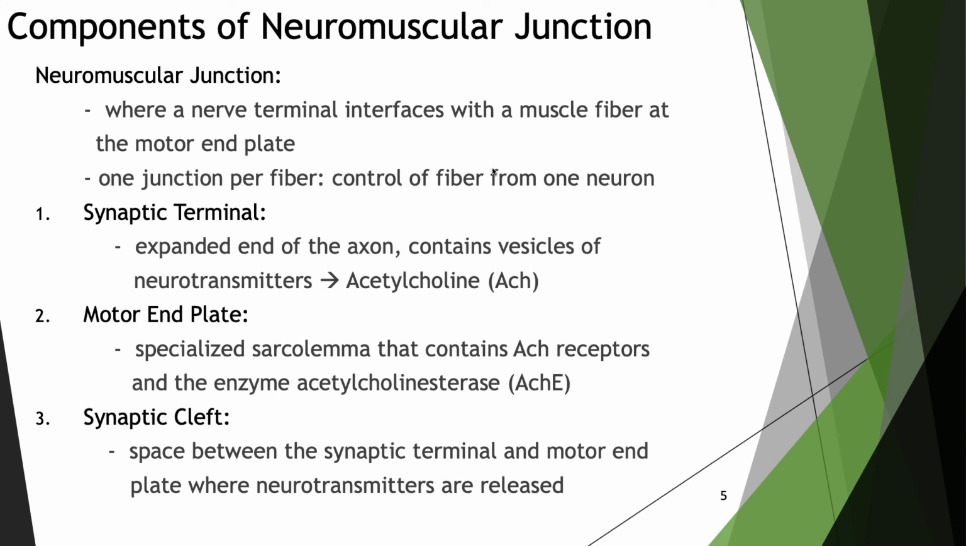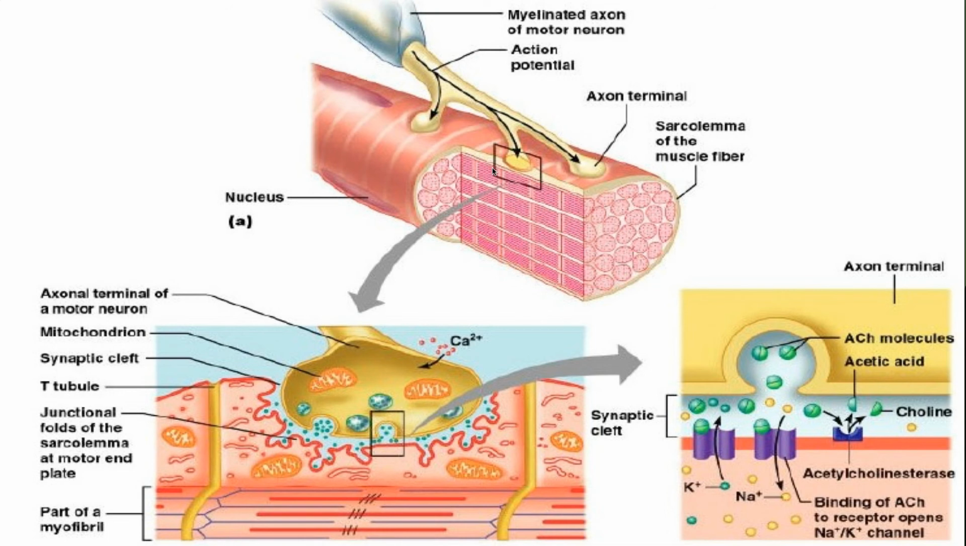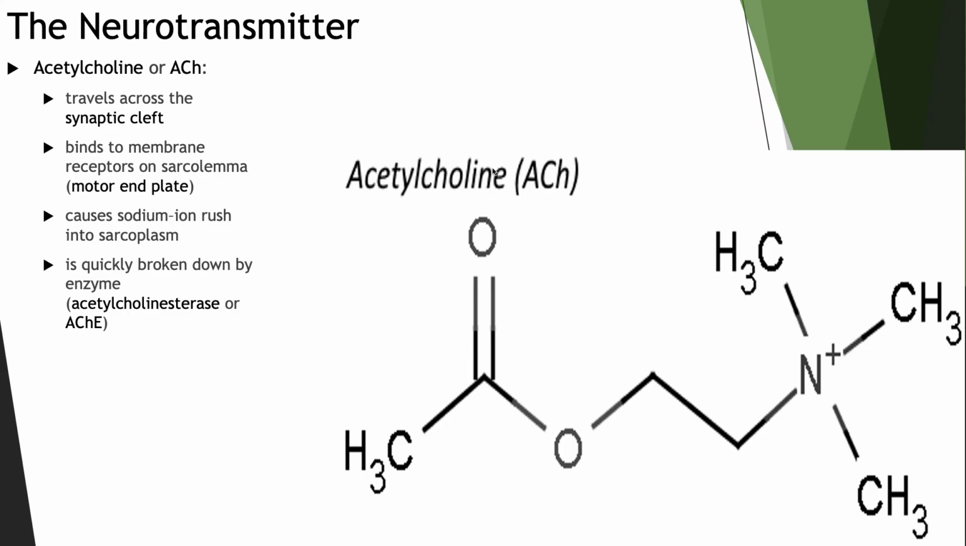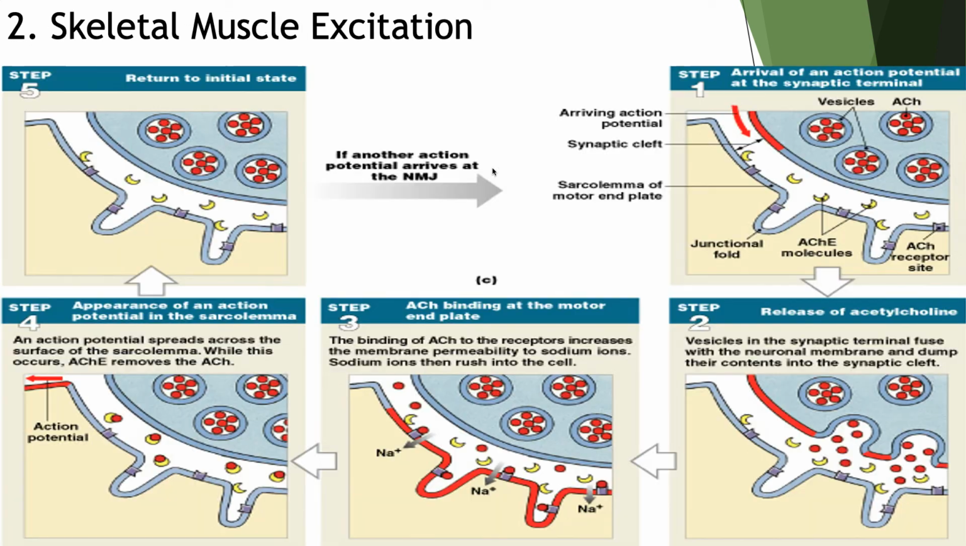This is just talking about some of the components of the neuromuscular junction here. We talked about specifically what the neuromuscular junction was, which is where a nerve terminal interacts with a muscle fiber at the motor end plate. We also talked about the synaptic terminal, motor end plate, and synaptic cleft. This just highlights what we just talked about. We've also talked about the importance of ACh to this point, and this just highlights the structure and a little bit more about the involvement of ACh. We'll talk more about this later on as well.